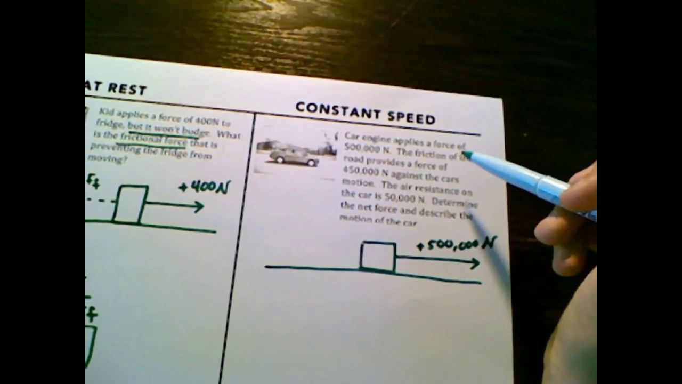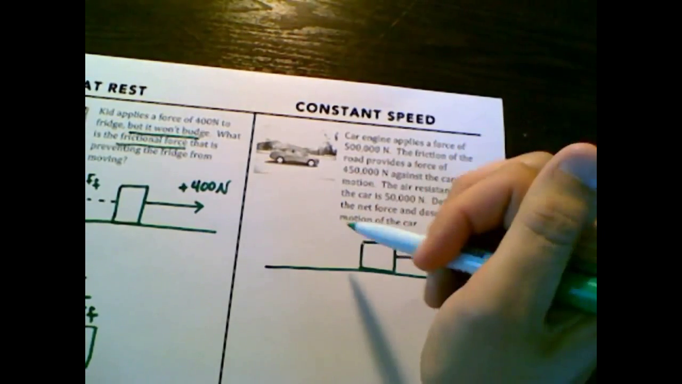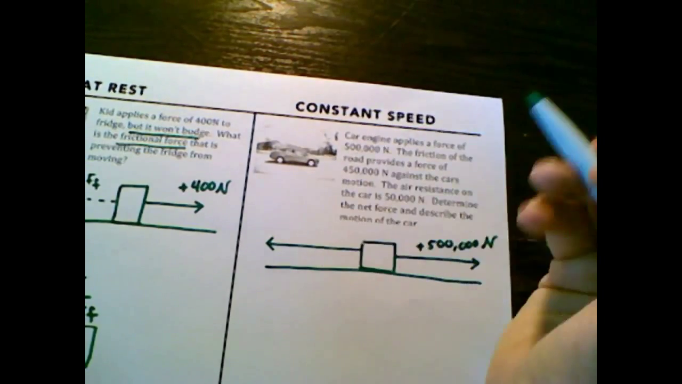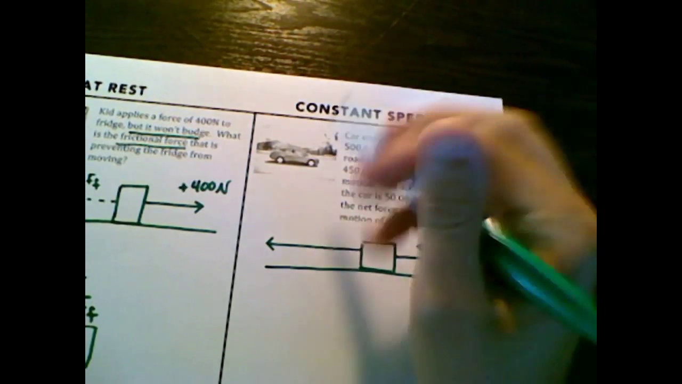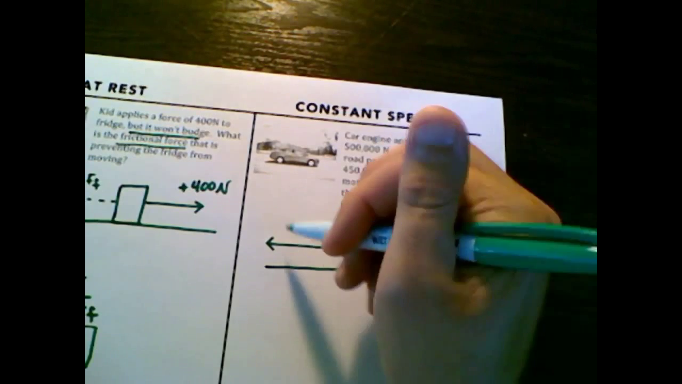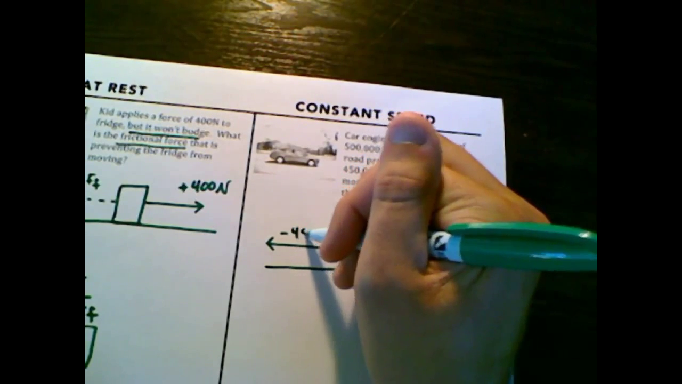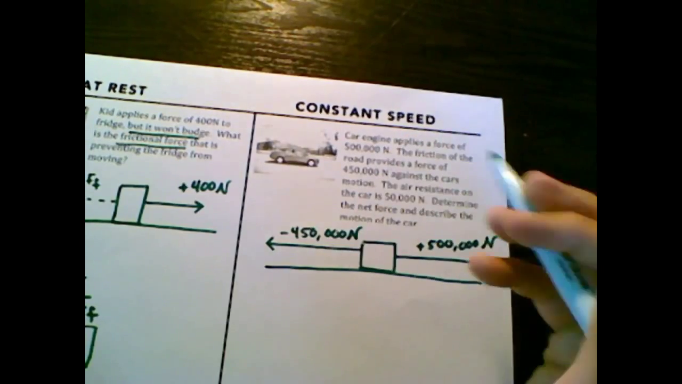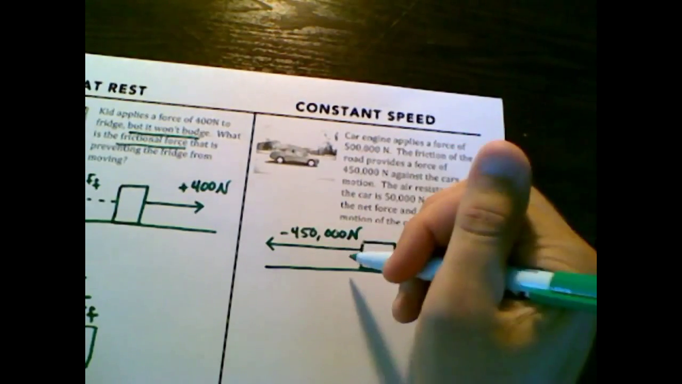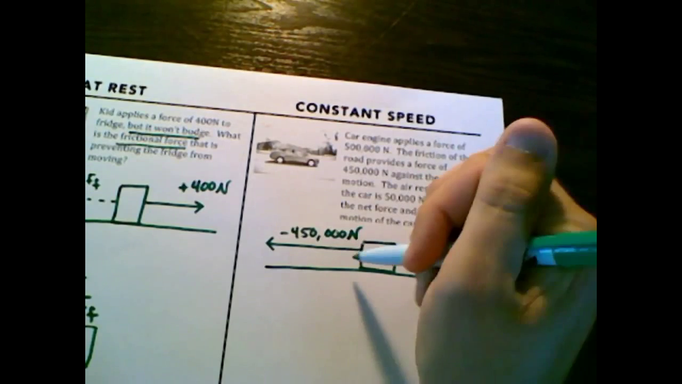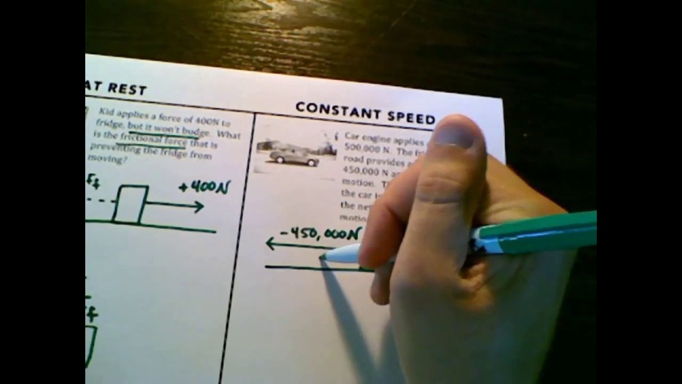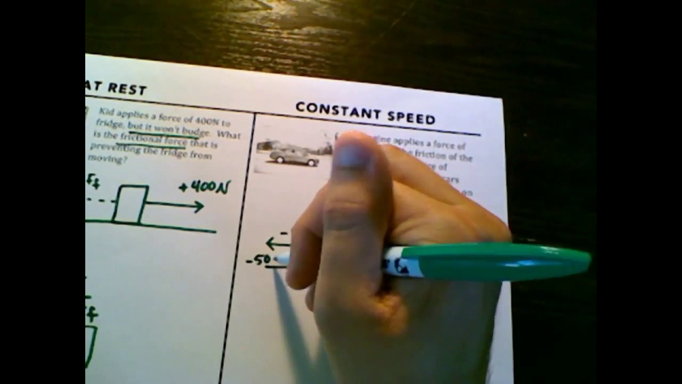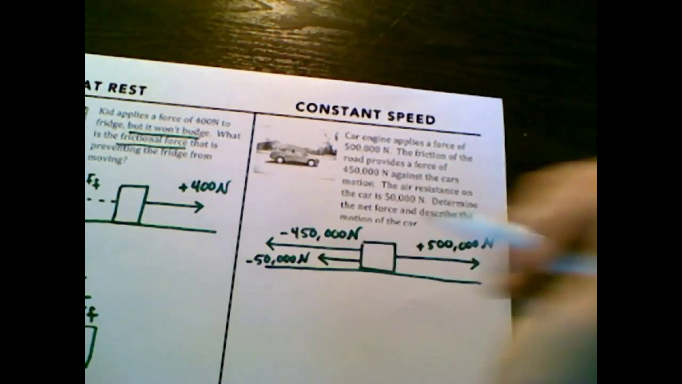The friction of the road provides a force of 450,000 newtons. And we know from that last problem that the frictional force is going to oppose the intended motion. So it's going to be going towards the left, that opposite direction. So 450,000 newtons to the left, shown by the negative. There's also going to be a force of air resistance on our car. That's going to be negative 50,000 newtons, or 50,000 newtons to the left.